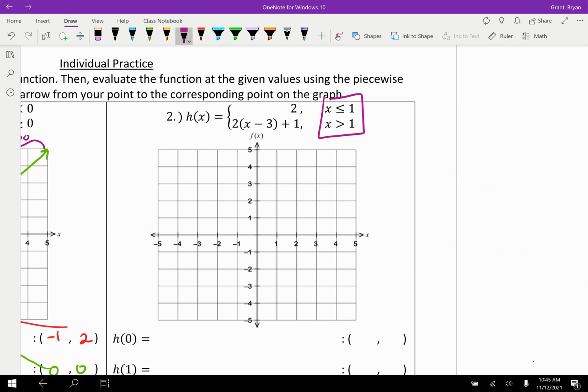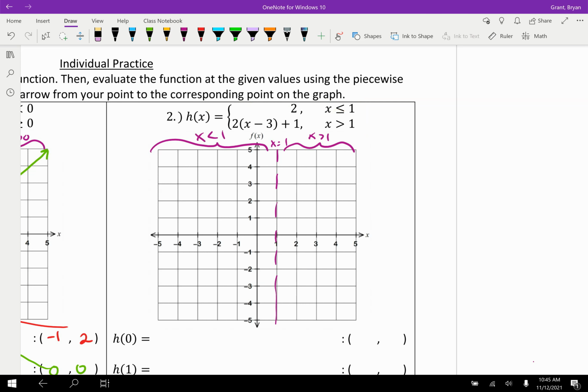Alright, so wall first, that happens right at 1. This is when x equals 1. Anything over here are the x's that are less than 1. Over here are the x's that are greater than 1. Then we start to graph. Well, right at the wall, we can have a closed circle because there's an equals, and we just have the output being equal to 2.